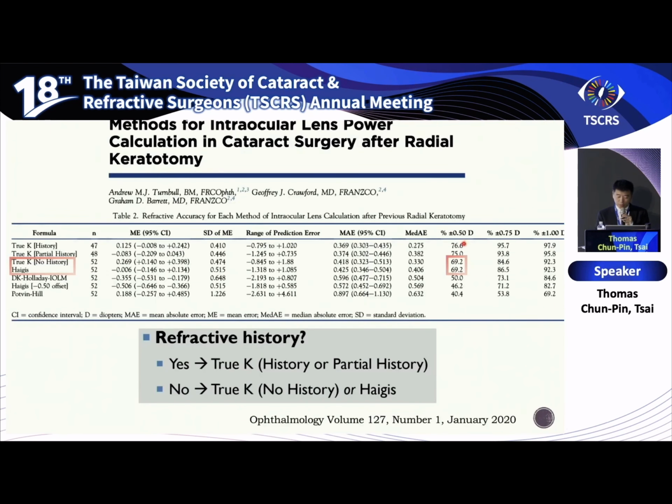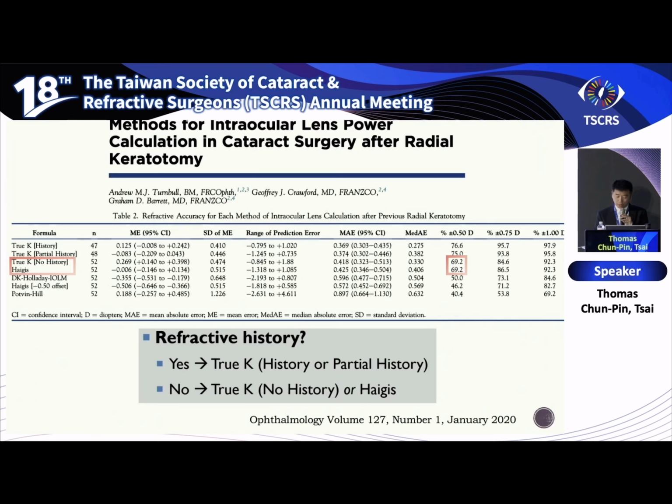76% of the patients' refractive results will be within half a diopter. If you just have the post-RK refractive result, you can use the most hyperopic refraction recorded for the patient. This is to allow for the progressive hyperopic shift that occurs after RK, but also to control for any myopic shift caused by nuclear sclerosis. The partial history option was released in the True-K formula for RK 7 years ago. The partial history option can fine-tune the refractive outcome of RK eyes.